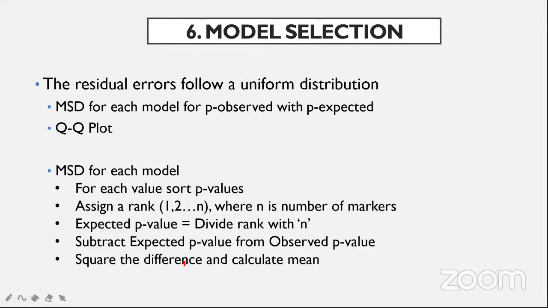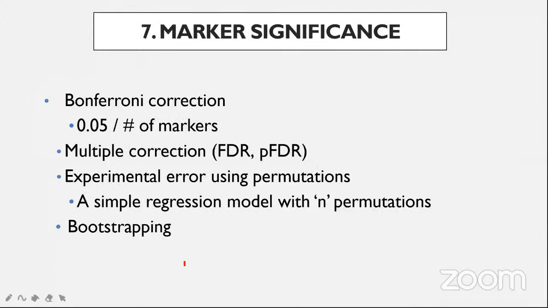Basically, the idea is the residual errors follow a uniform distribution. So visually, you can look at them, or you could use a QQ plot or use an MSD. Which I will show you in Excel how to calculate that, because I was the one who proposed that particular MSD methodology for this association mapping or selecting the best model. So this is just a procedure on how to calculate the MSD values. Let's not go into the details.